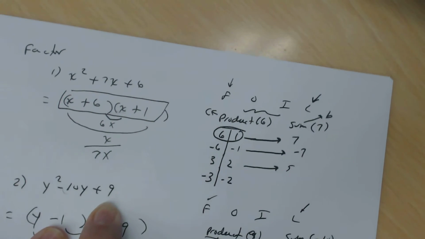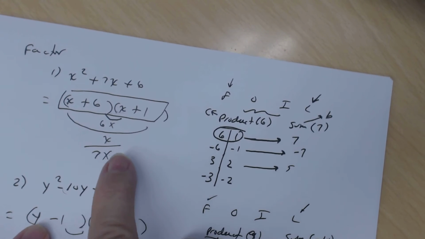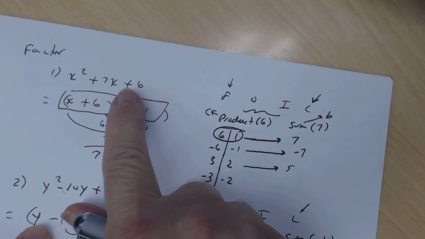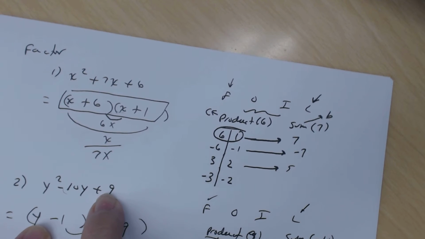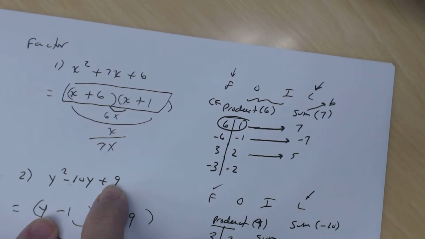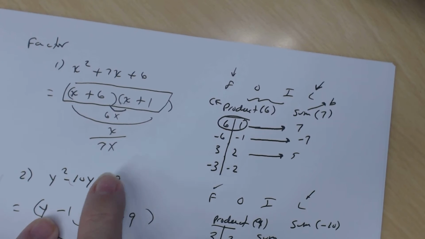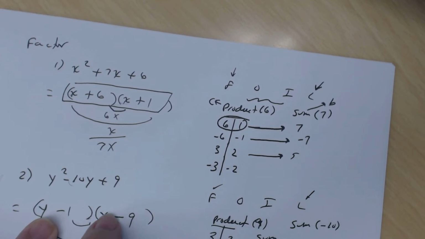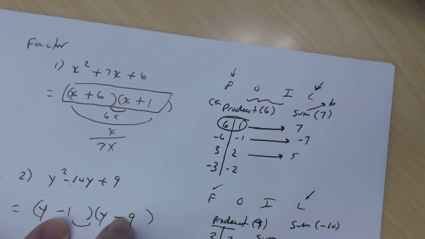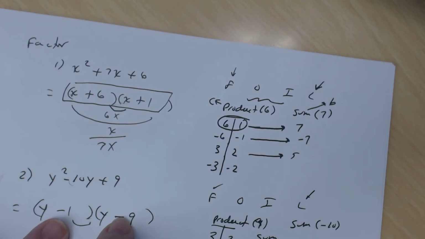Okay? If the last sign's positive, if your constant is positive, that's the easiest trinomial to determine the signs. Because if the last sign's positive, remember the signs have to be the same. Either they're both positive or they're both negative.